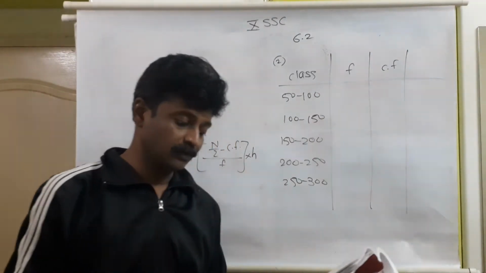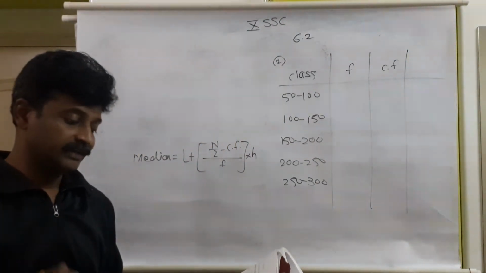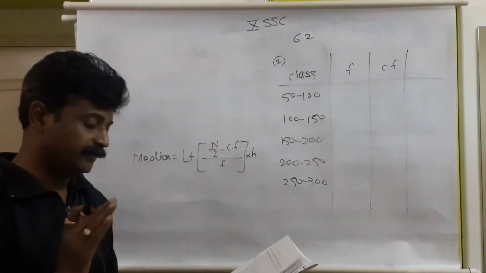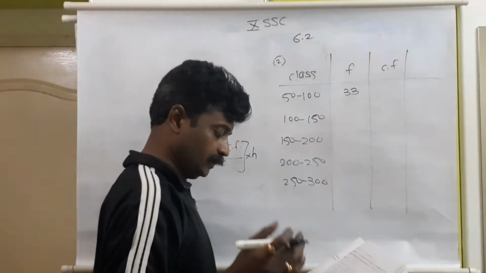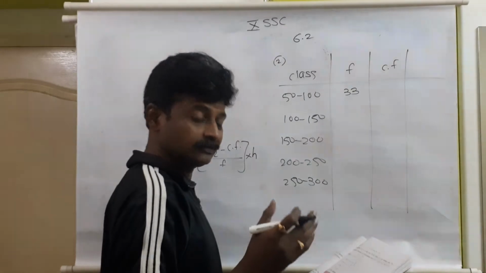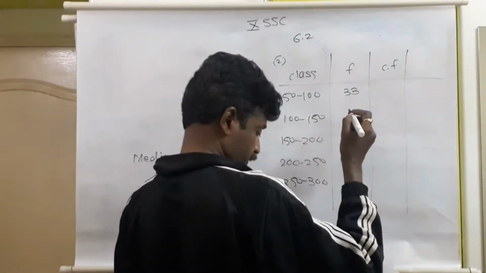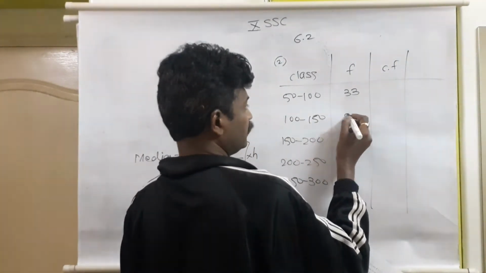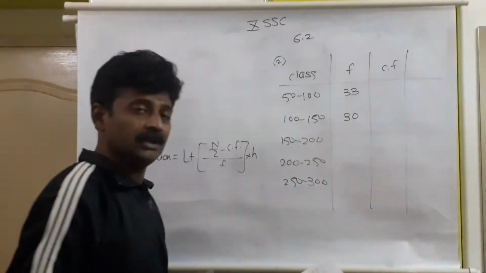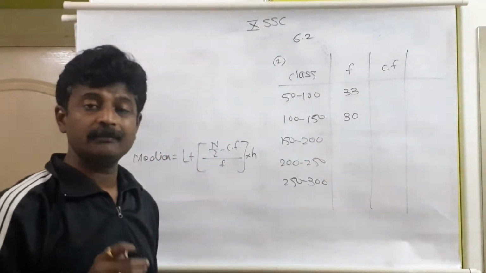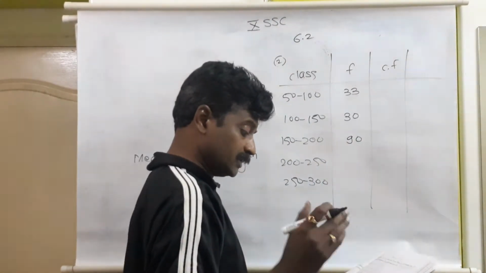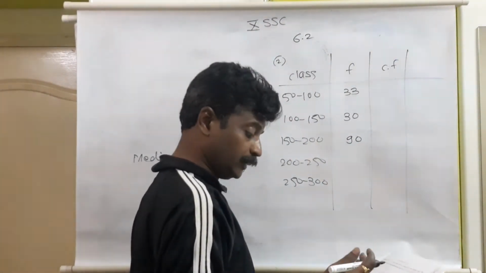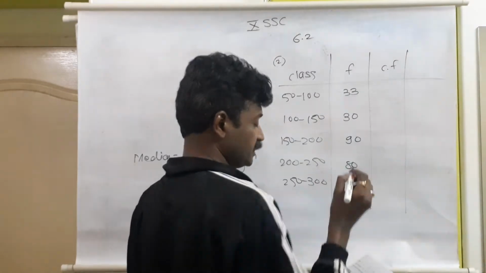So here the number of trees. The trees giving mangoes between 50 to 100 are 33 trees. The trees giving 100 to 150 mangoes per tree are 30 trees. Giving 150 to 200 mangoes per tree, there are 90 trees. Giving 200 to 250 mangoes per tree, 80 trees are there.